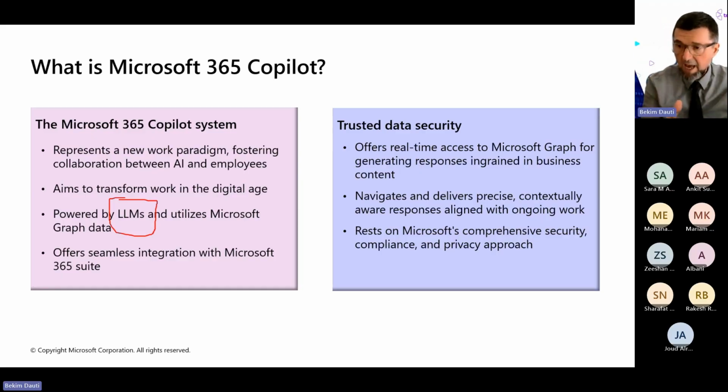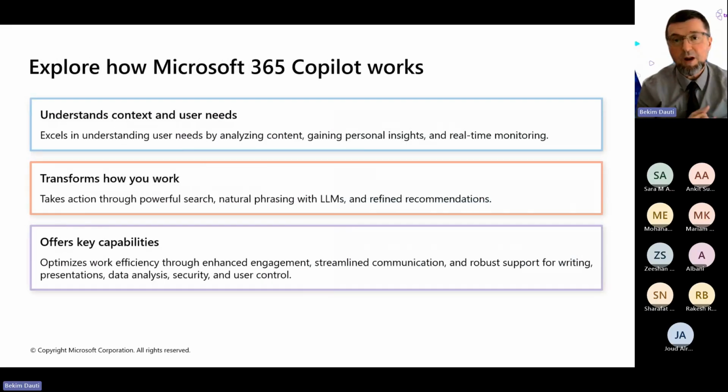And very important is that Copilot is not using the organization's data to be trained. Copilot is being trained by data that belongs to Microsoft, not the organization's data. Copilot is just referencing the data of the organization in order to boost and improve productivity. That's all. Moving forward, explore how Microsoft 365 Copilot works.